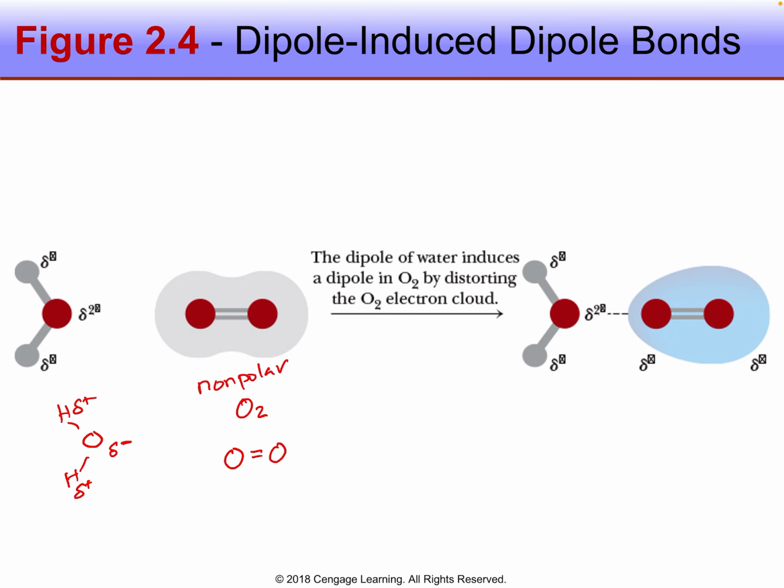And so when they are close enough together, the partial negative charge on the oxygen in water may induce a temporary dipole that creates a partial positive in the oxygen molecule. So this is something that's normally nonpolar, but when it is next to something that is polar, the electrons will be repelled by the partial negative on the oxygen in the water to create a partial positive temporary dipole in the oxygen.